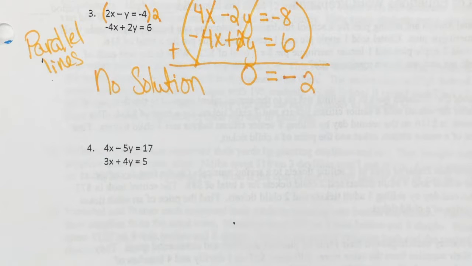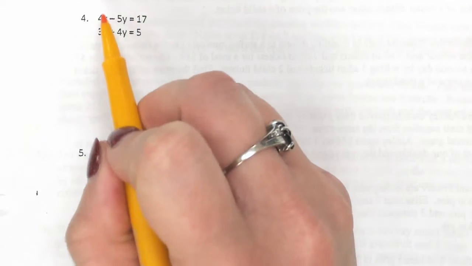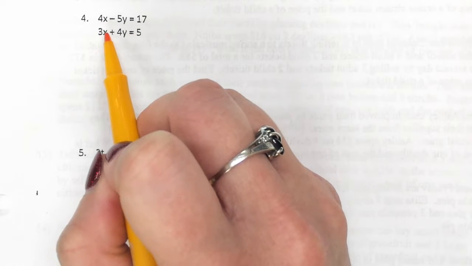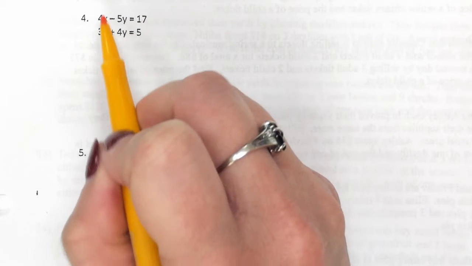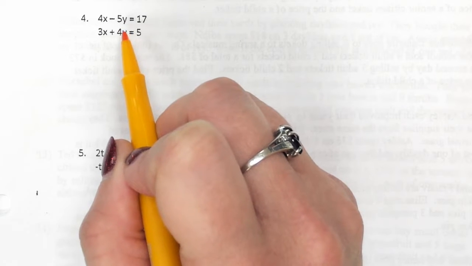Alright, let's do the next one. Number 4, we got elimination. With elimination, you have to have the same number and the same letter. Look at your X's. Same letter, but they don't have the same number. Look at your Y's. Same letter, but not the same number. So do you want to deal with the X's or deal with the Y's? It does not matter. What do y'all want to do? You want to do the Y's?